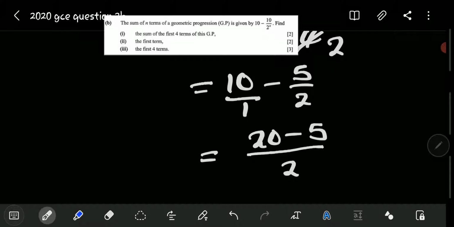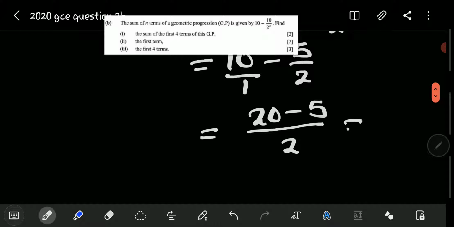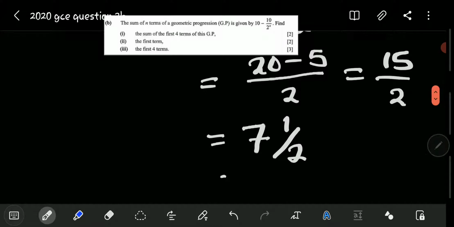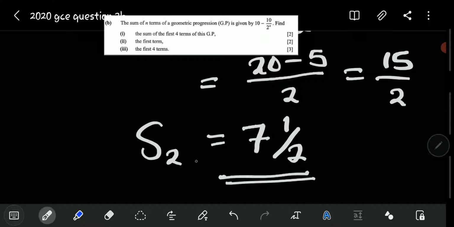So 5. 20 minus 5. What is 20 minus 5? 20 minus 5 is 15 over 2. But what is 15 over 2? 15 over 2 is 7 1 over 2. So 7 1 over 2 is the sum of the first 2 terms.